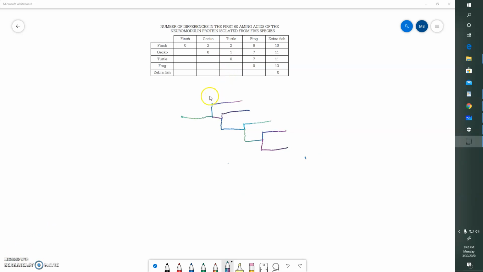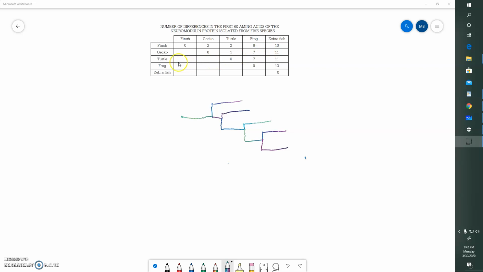All right, here's our second problem, and again, we're looking at differences in the amino acid sequence of a protein from 5 different species. You're given a template to start with, and we look at the data we have. The finch is different by 2, 2, 6, and 10. The gecko is 2, 1, 7, 11.